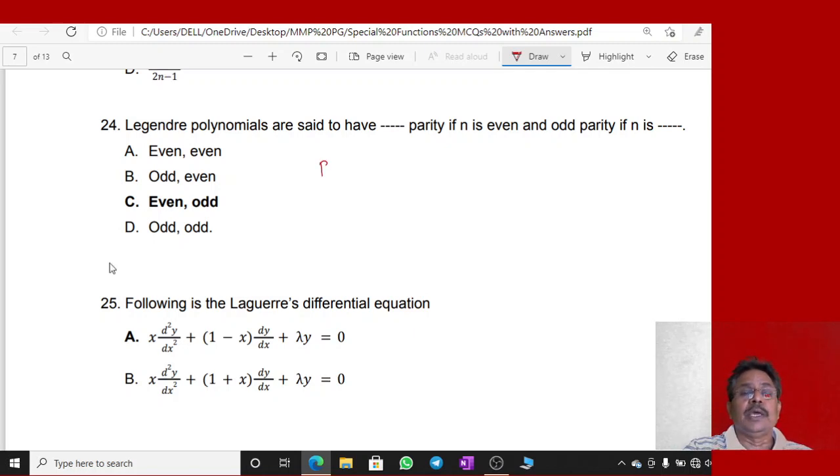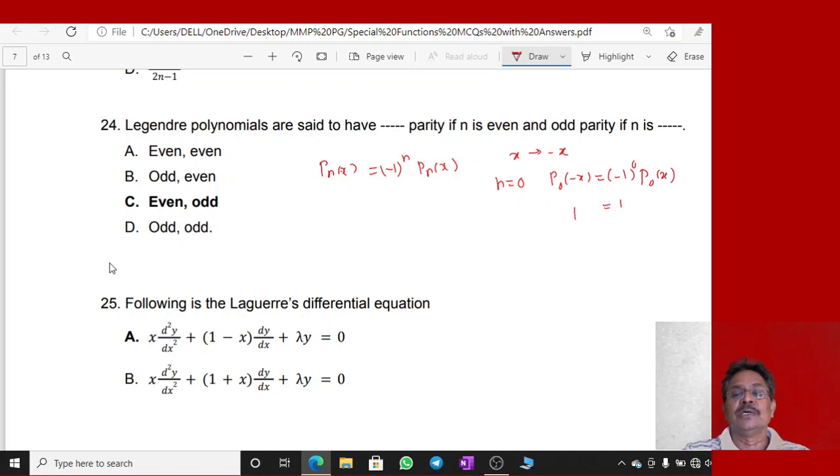Pn of minus x is equal to minus 1 raised to n multiplied by Pn of plus x. That means if I replace x by minus x, what happens to these different values? For n is equal to 0, we will get P0 of minus x is equal to minus 1 raised to 0 into P0 of x, and here minus 1 raised to 0 is plus 1. So P0 of minus x is equal to P0 of plus x. So parity here of this function is the positive parity or even parity.